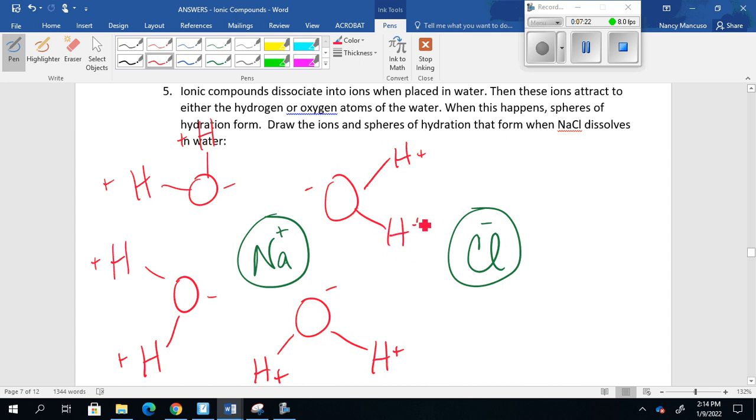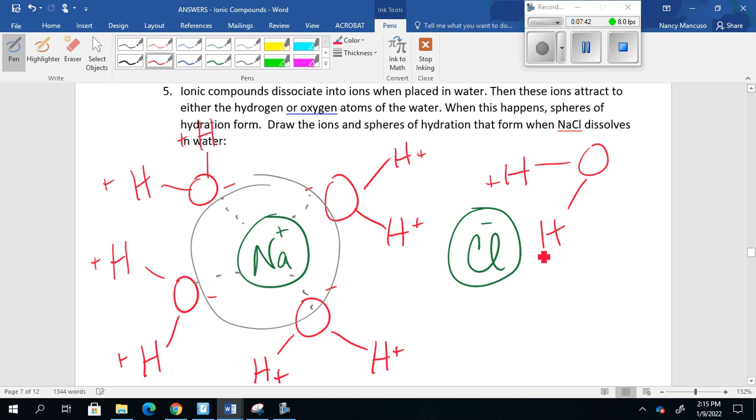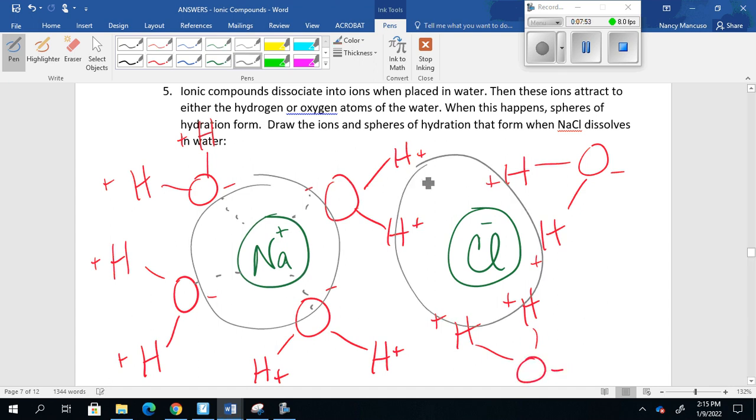Okay, so here is my sphere of hydration. I'll show it in this gray here. That's my little sphere, and it's all these attractions that hold it together. And then over here on the Cl side, I need to show all these H's surrounding the Cl. Like that. So on this side, here's my sphere of hydration around the Cl. And all these pluses are attracted to the negative of the Cl. So isn't that cool? That's what a sphere of hydration is.